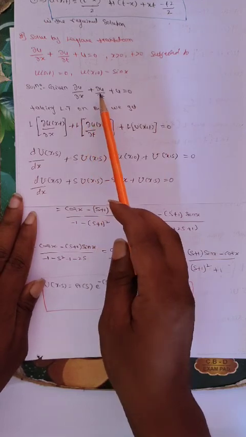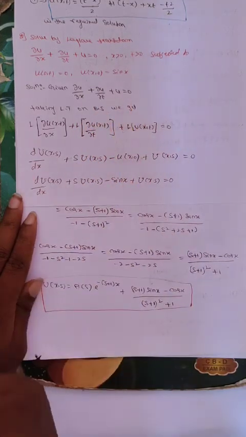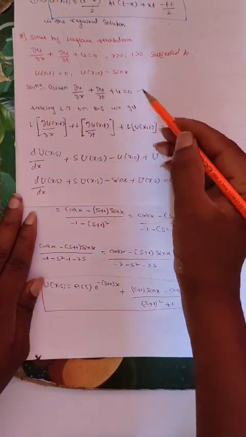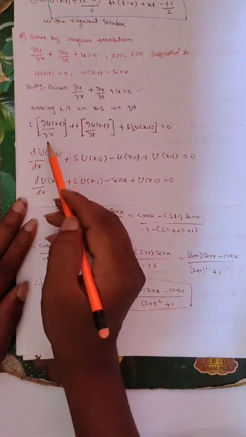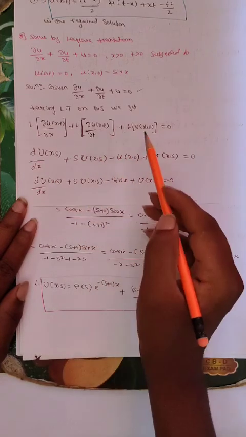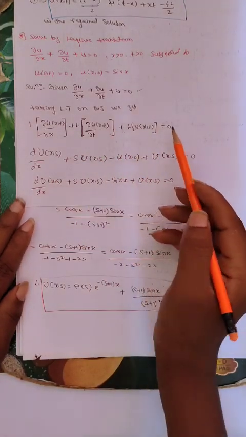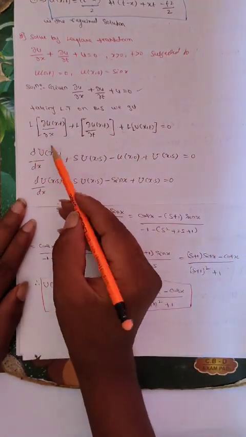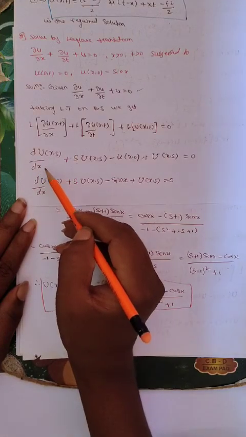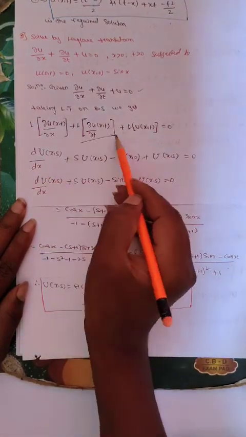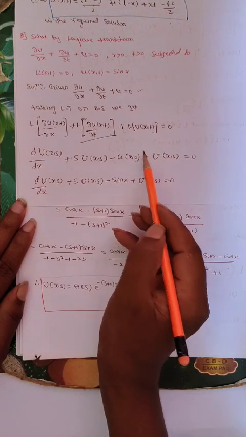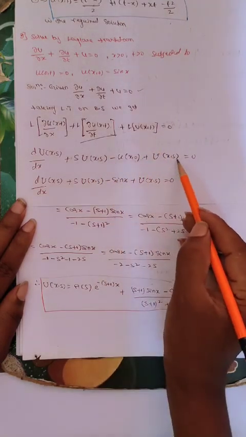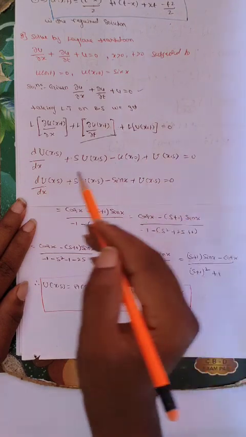∂u/∂x + ∂u/∂t + u = 0. Now for this, taking the Laplace transform on both sides, we get L of ∂u/∂x plus L of ∂u/∂t plus L of u equals 0. So L of ∂u/∂x is dU/dx, and L of ∂u/∂t is s U(x, s) minus u(x, 0), plus L of u(x, t) which is capital U(x, s), equals 0.